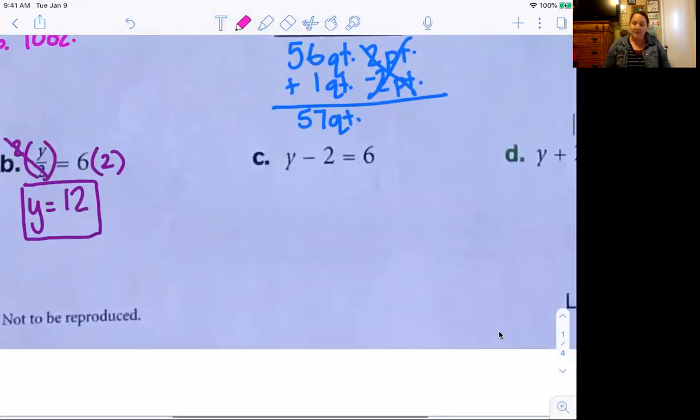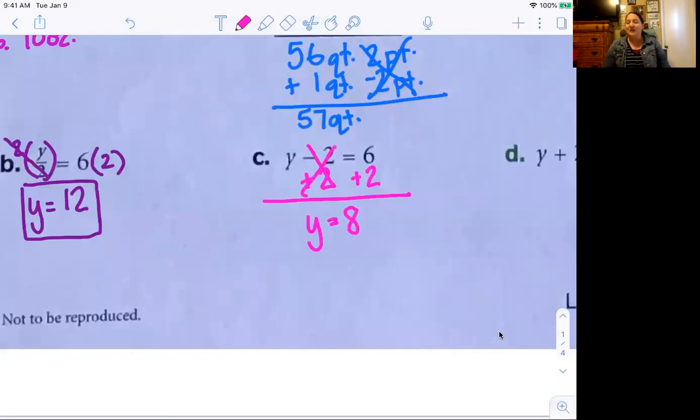And letter C, y minus 2 equals 6. What's the opposite of subtracting 2? Adding 2. So we're going to add 2 to both sides of this equation. The minus 2 plus 2 cancels each other out. And we have y equals 8.